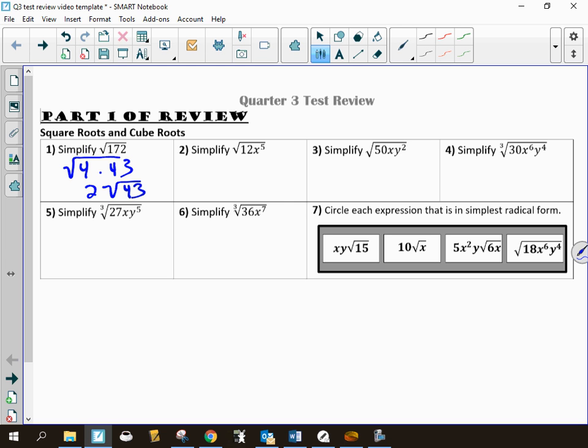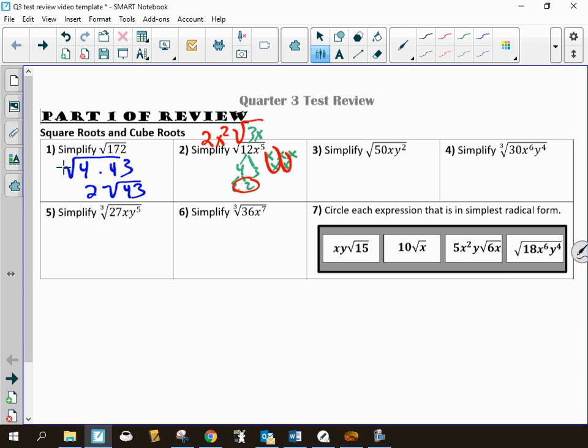The other way you can do these is what most kids have learned, which is using the factor tree. And then find pairs. So that'll be 2x squared times the square root of 3x. I'm sorry if that's kind of hard to see here. We'll slide that whole thing. The answer is there.